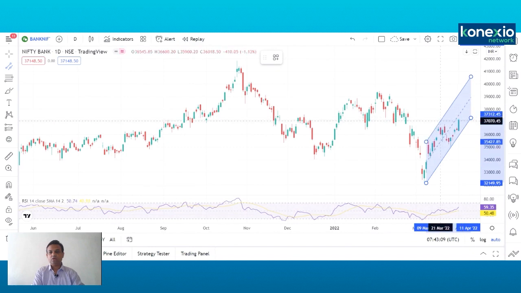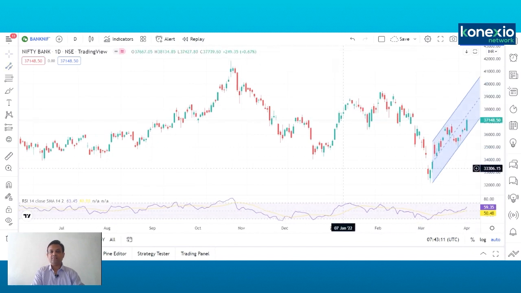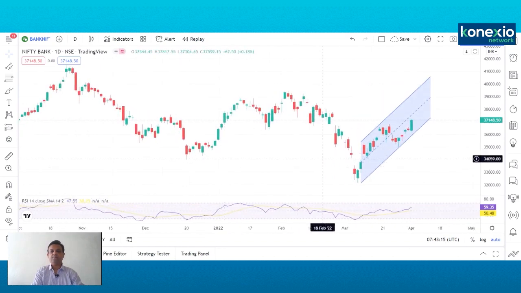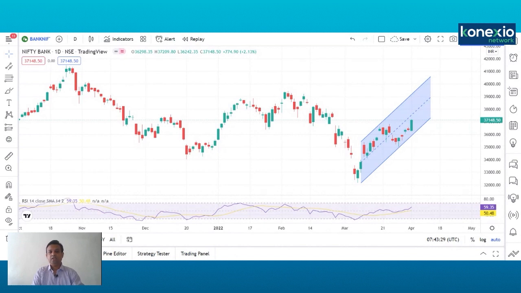Now this is the Bank Nifty daily chart. It is a parallel channel which we have been discussing regarding the trend since the last couple of weeks. In the earlier 2 to 3 weeks of videos, we have been mentioning Bank Nifty testing the level of 38,000 to 39,000, and the trend is moving in that direction. So definitely the daily chart is looking positive.